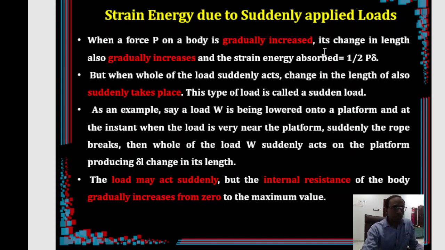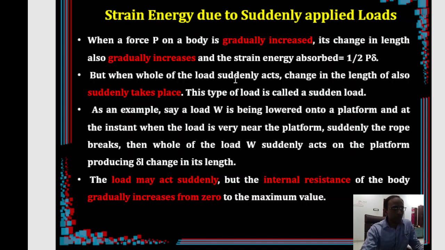Then the strain energy stored, we calculated in the previous session on strain energy. The strain energy due to the axial load in terms of load is half times P times delta, or P by 2 times delta. You can refer to the previous discussion on strain energy.